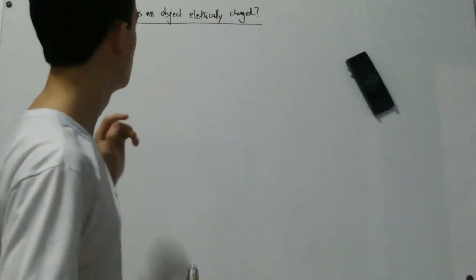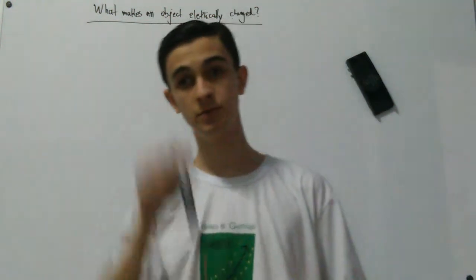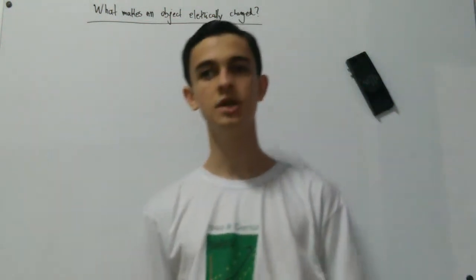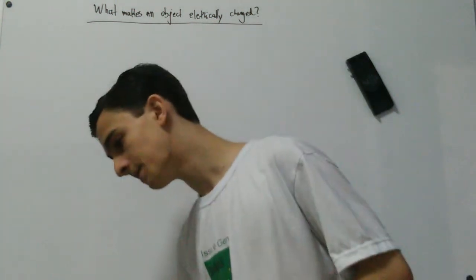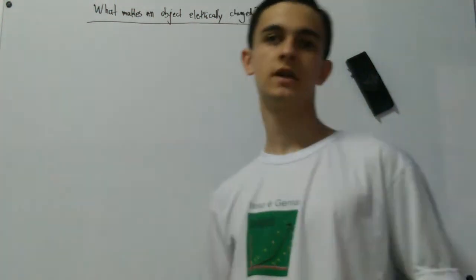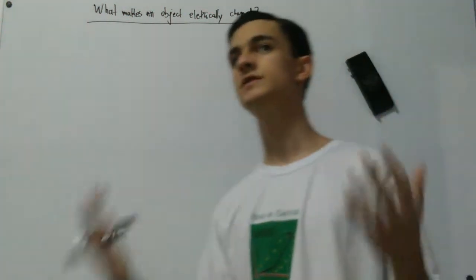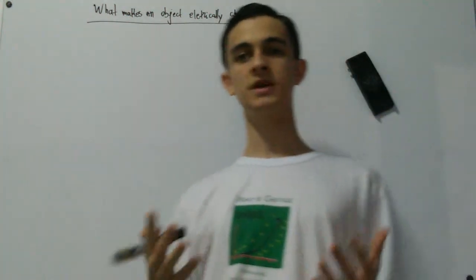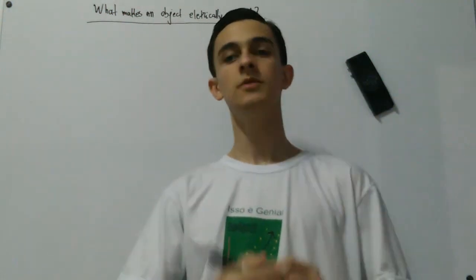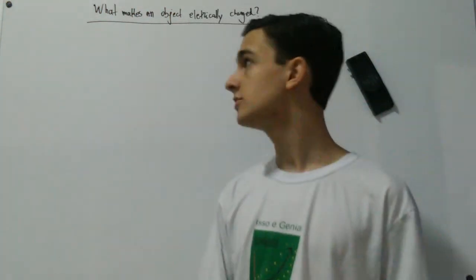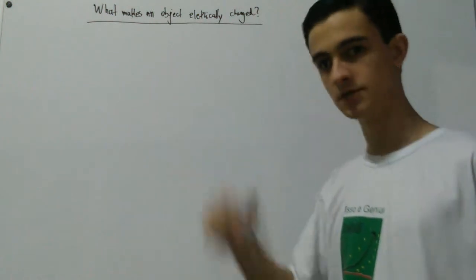In this video we're going to talk about what makes an object electrically charged. We saw in the previous video, whose link I'm going to put in the description below, a brief introduction to electricity. And in this video we're going to see why an object is electrically charged. We have some procedures and methods to make objects electrically charged, for example, charging by friction, induction, and contact. But we're going to see those procedures in future videos. This video, as I said, we're going to see what makes an object electrically charged.